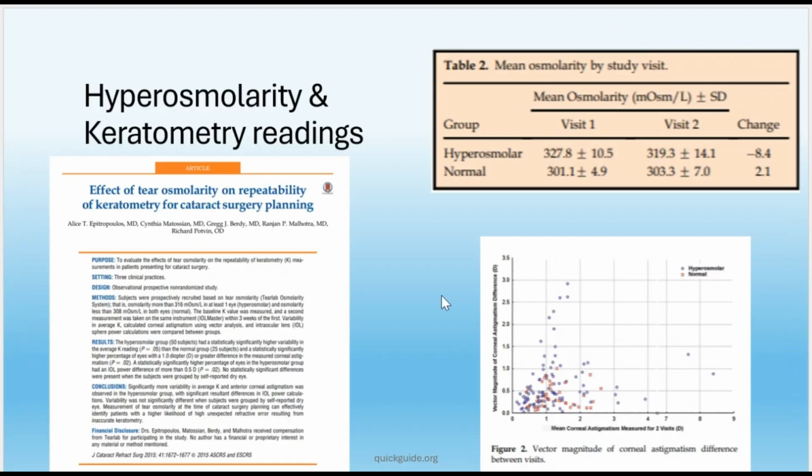Now, this is a paper that was published a few years back by Epitropoulos. Epitropoulos showed us the impact of dry eye on keratometry measurements, because you rely on keratometry measurements to understand the astigmatism part. So Epitropoulos, taking a value of 308 as the osmolarity value, showed us that there could be a difference of more than 0.5 diopter in keratometry readings, right? So that is basically the impact of dry eyes on astigmatism.